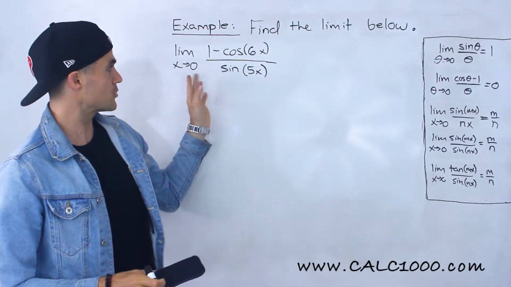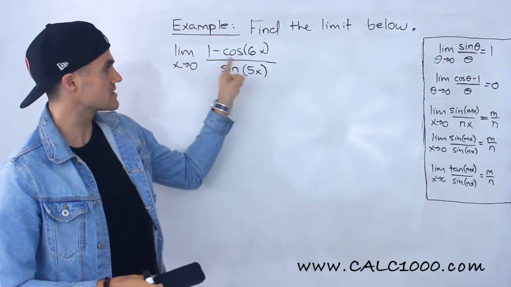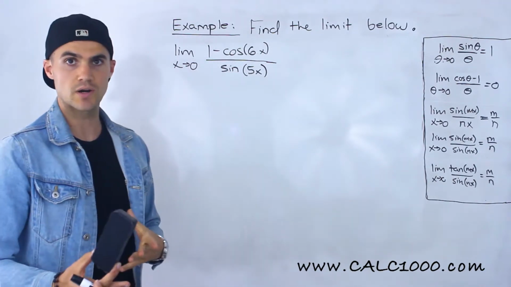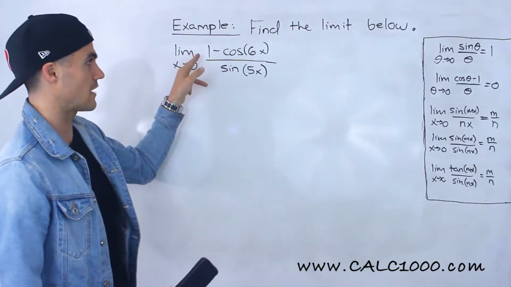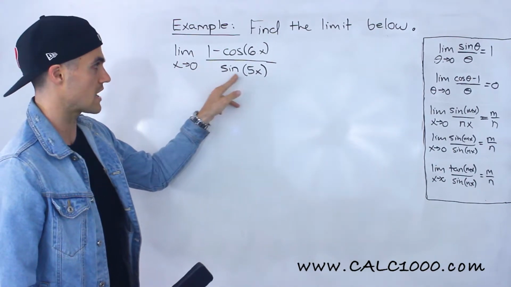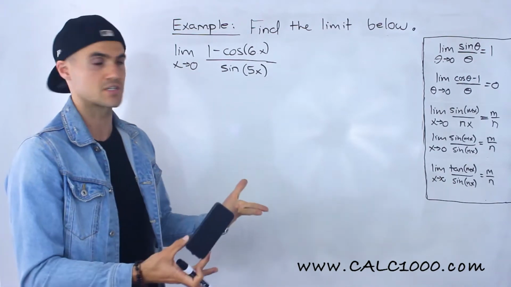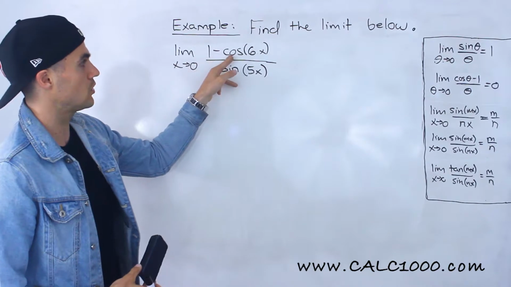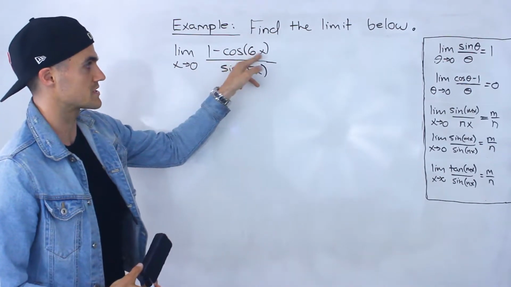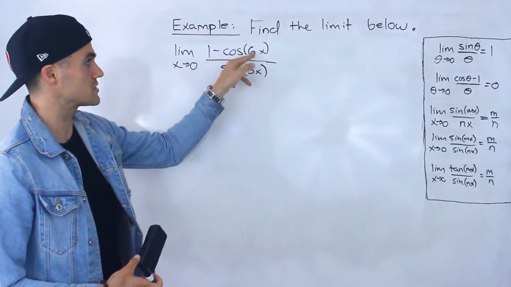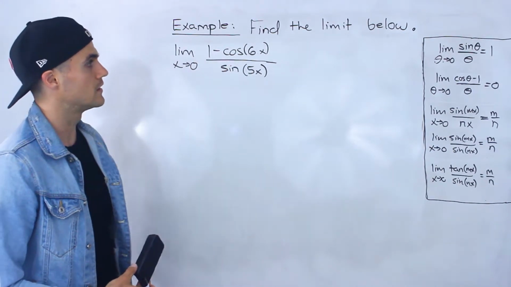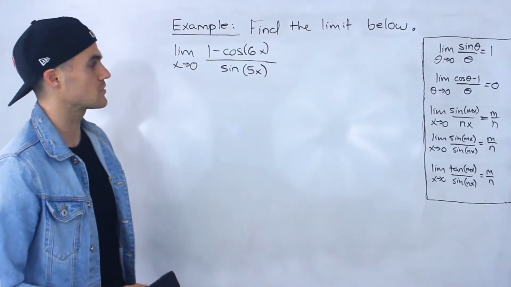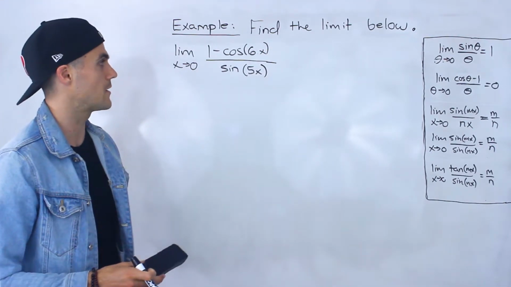So we got the limit as x approaches 0 of 1 minus cos of 6x all over sine of 5x. Notice we can't make a direct substitution here because the denominator will be 0: sine of 5 times 0 is sine of 0, which is 0. The numerator is also going to be 0: we'll have 1 minus cos of 0, because 6 times 0 is 0, and cos of 0 is 1, so we'll have 1 minus 1. So we'll end up with 0 over 0, so we have to use a different strategy for this limit.